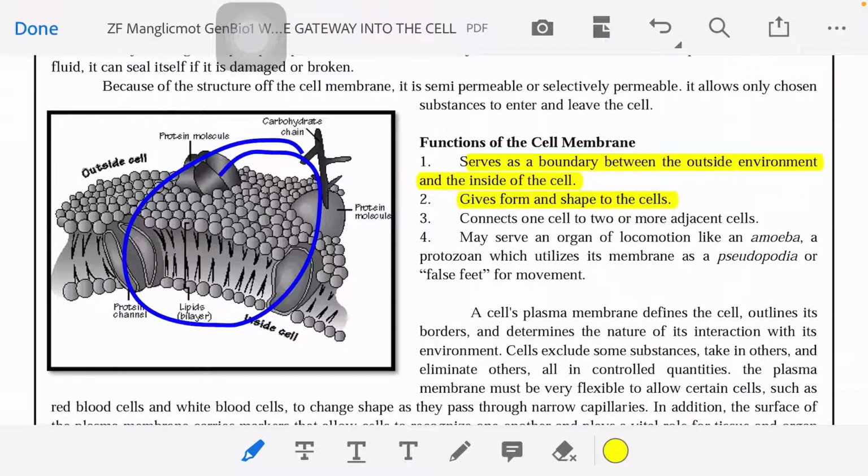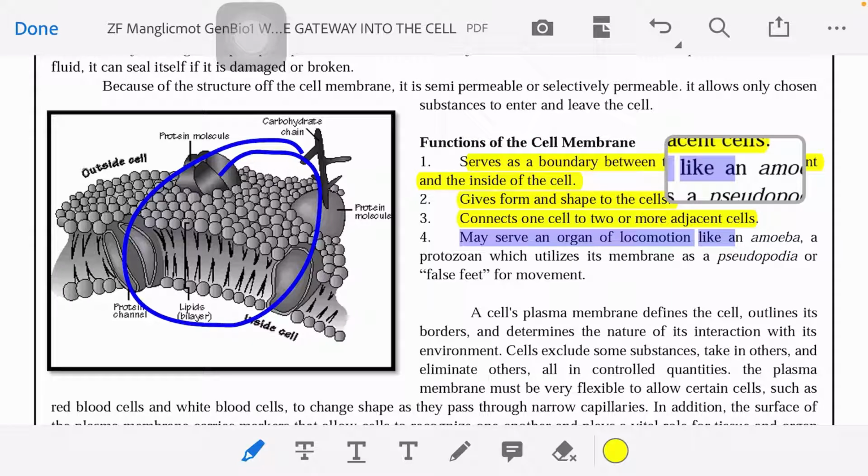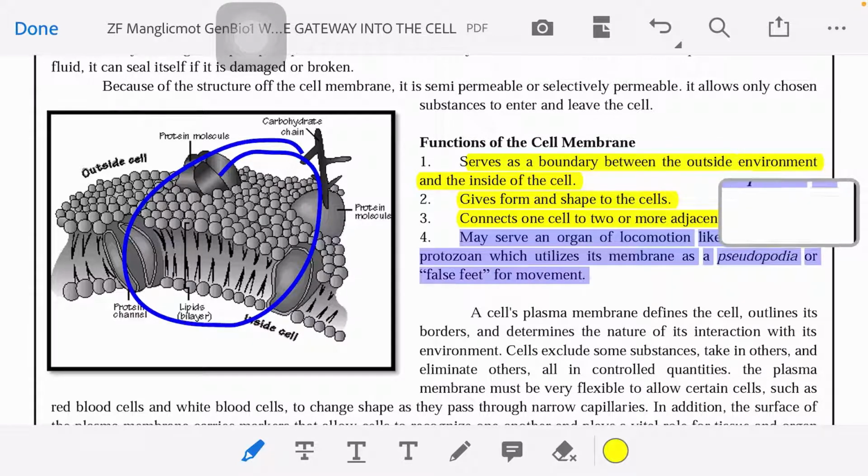Okay. Another function of the cell membrane is it connects one cell to another cell or to its adjacent cells. Paano kaya siya nagko-connect? Siyempre, alam naman natin na dikit-dikit ang cells within a particular part of our body or yung buong katawan natin. So, dikit-dikit sila, so meron niyang connection in between. Okay? Also, aside from the cell membrane being fluid or constantly moving, number 4, it may serve as an organ of locomotion, but not in all cells, hindi katulad ng sa animal and plant cell.